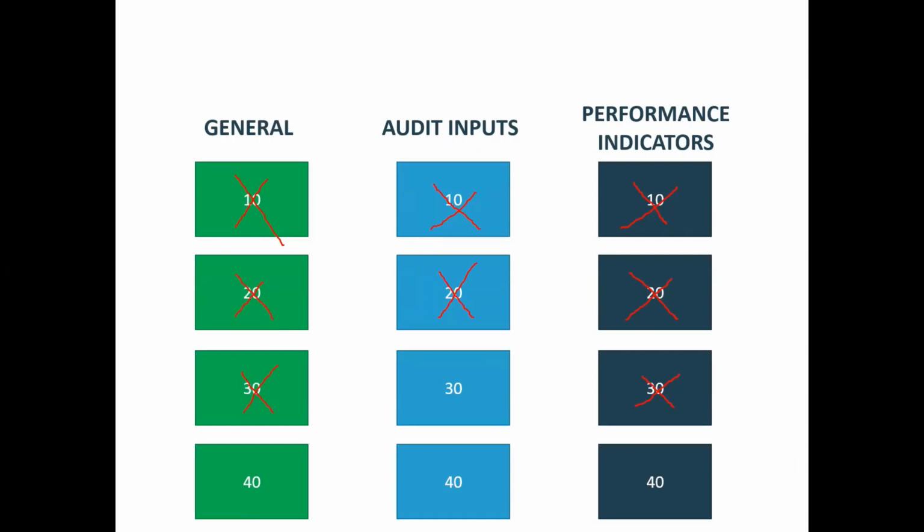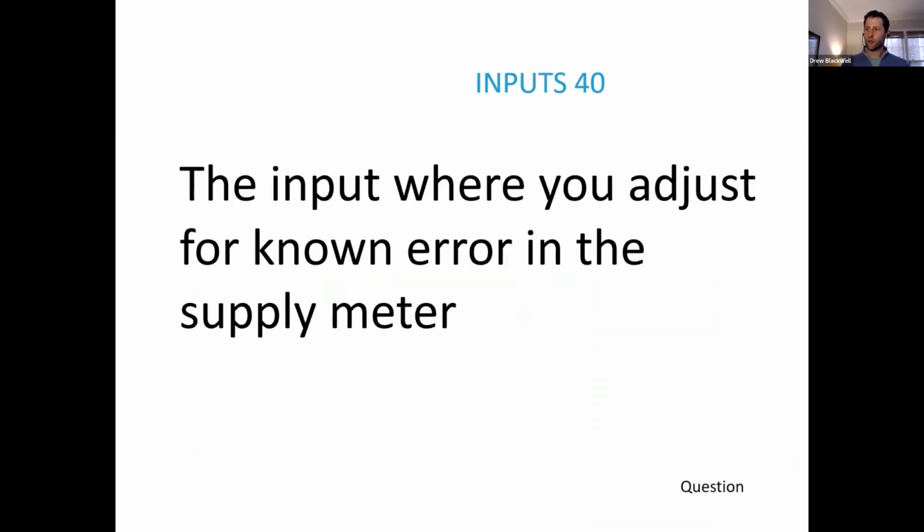Let's go for audit inputs for 40, please. All right. Audit inputs for 40. The input where you adjust for known error in the supply meter. What is the weighted average? Trish, that is very close. I'm going to open it up to others.